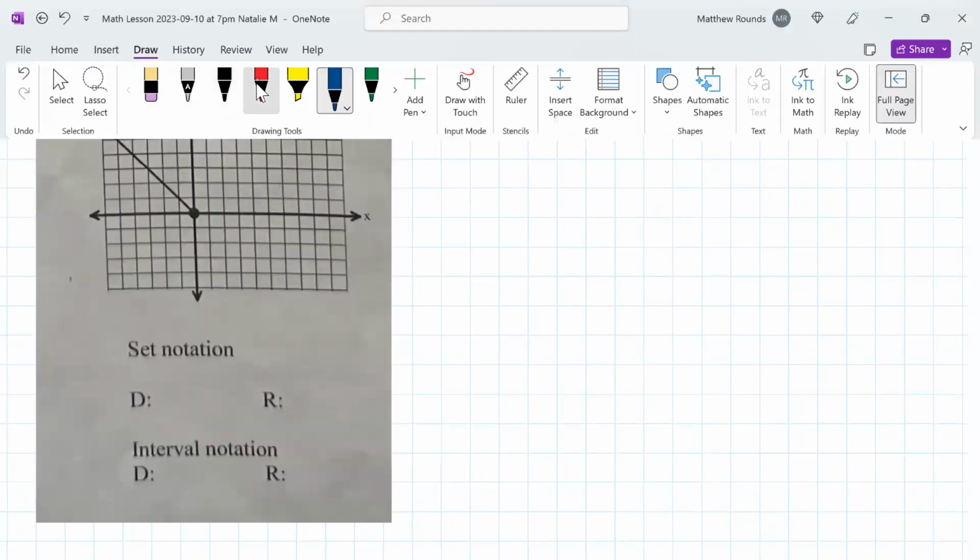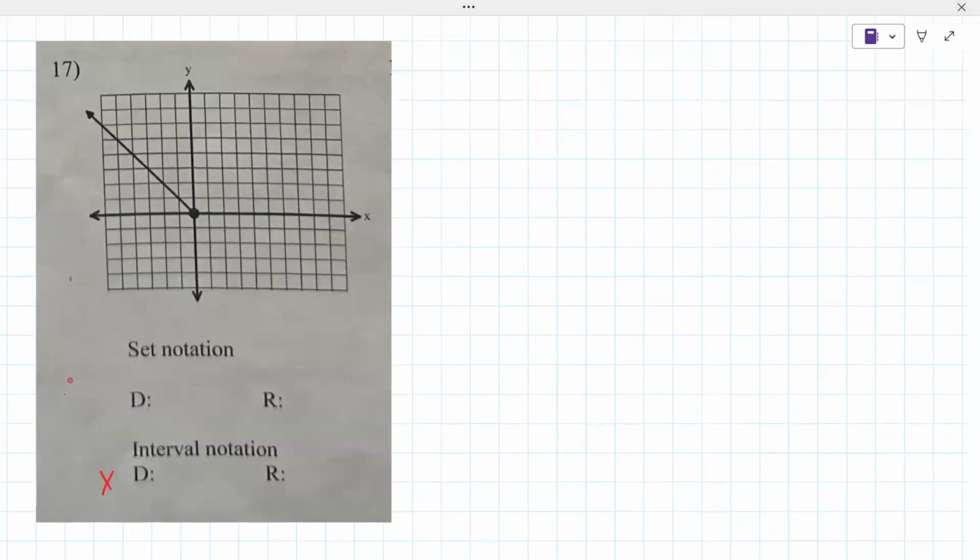Okay. So the domain here, we're looking at the x's. What's the smallest x value there? 0. But actually, we need to go further left. So how far left does this go? Negative infinity. Left is negative infinity. So it's negative infinity to 0, but this time it includes 0. And so this time it's x less than or equal to 0.